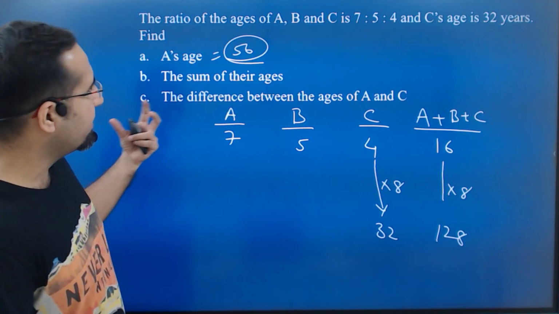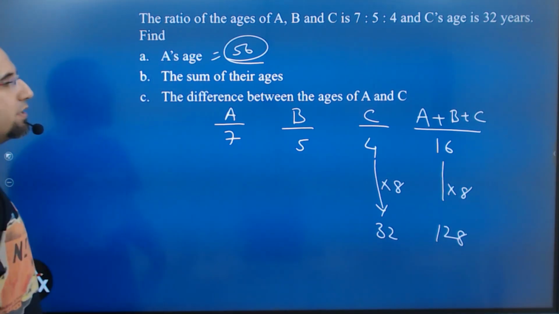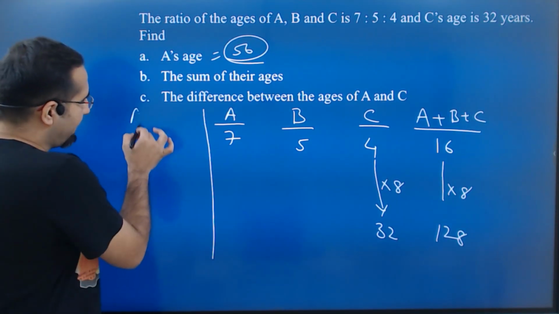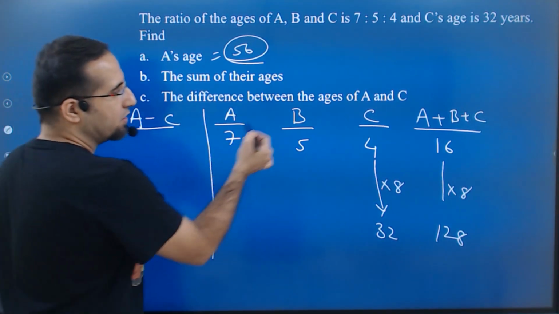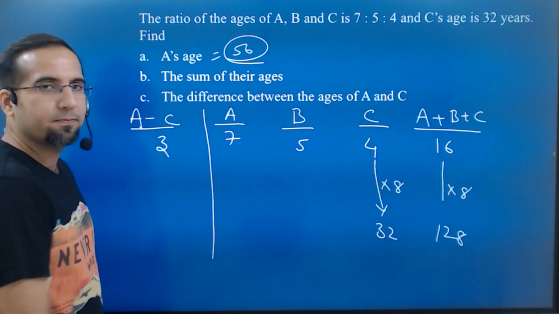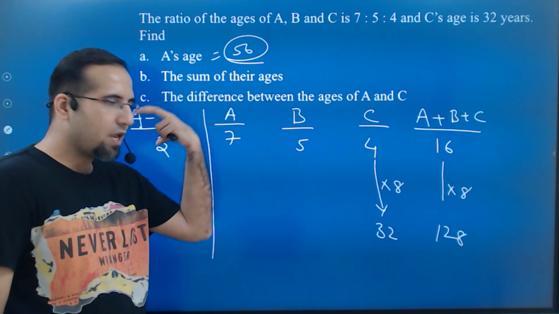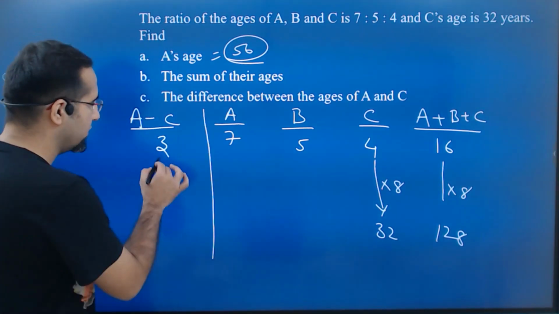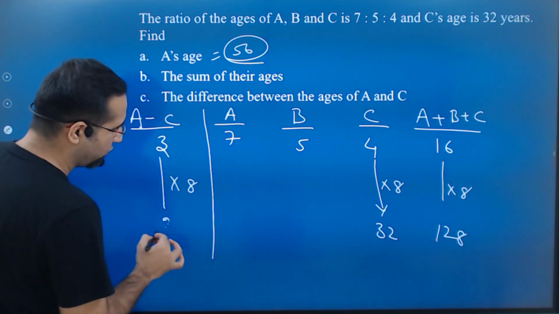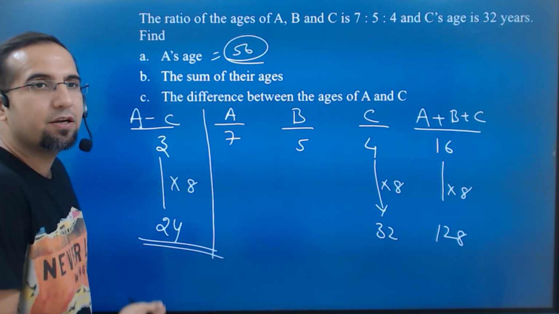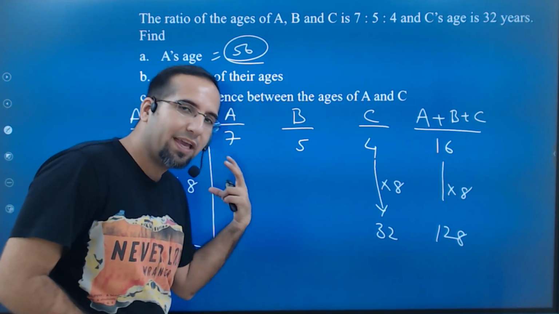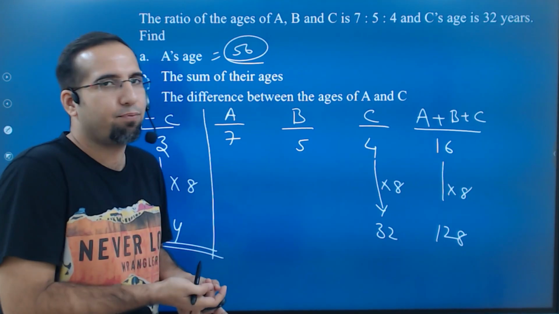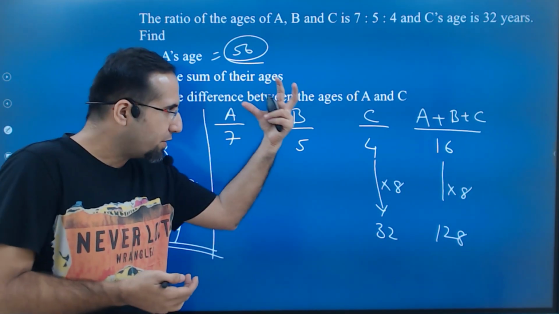Clear? Now let's look at the third question. The third question says the difference between the ages of A and C. So I am calculating A minus C. What is A minus C here? 7 minus 4, that is 3. Again, this 3 is derived from the same ratio. When I'm deriving from the same ratio, I can use the same multiplying factor. So the difference between the ages of A and C would be 24. I can directly get it instead of calculating the value of A and then further subtracting. Clear? So this becomes a very simplified approach of solving it, which was an advanced method continuing from the previous slide.